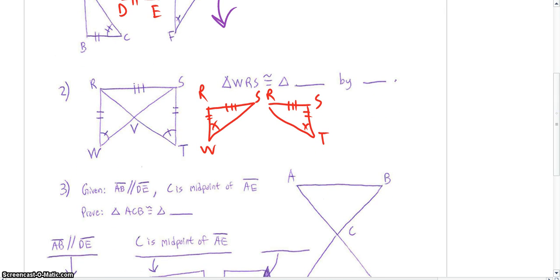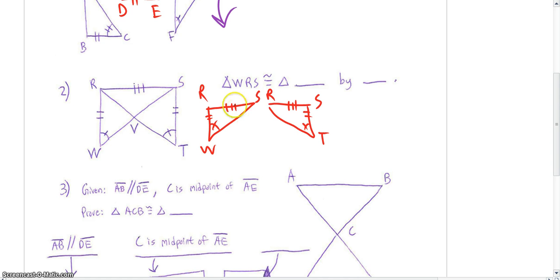The next problem is overlapping triangles, and what I already did was redraw these two triangles. We've got triangle RWS and triangle RST. See those two triangles that overlap. Now what I want to prove is triangle WRS is congruent to which triangle? Well, WRS looks like it would be congruent to triangle TSR.